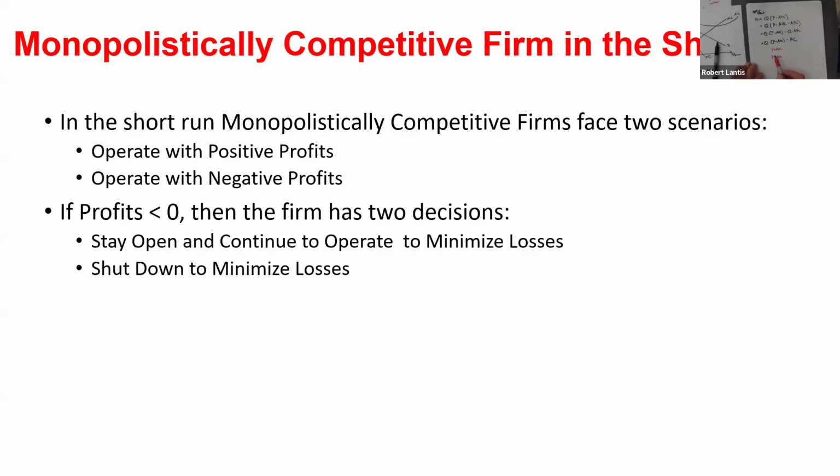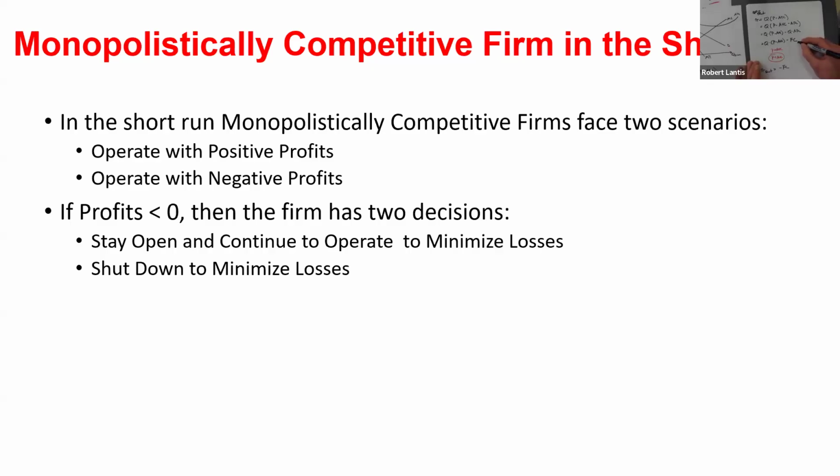So whenever price was below average variable cost, instead of adding this additional negative value, if I shut down, what does this become? If I shut down, quantity is 0. 0 times anything is 0, right? So if I shut down, what do my profits become? Negative fixed costs, which is going to be better when price is below average variable cost, okay? So if price ever falls below average variable, I should just shut down, right? My losses are going to be smaller here, right?